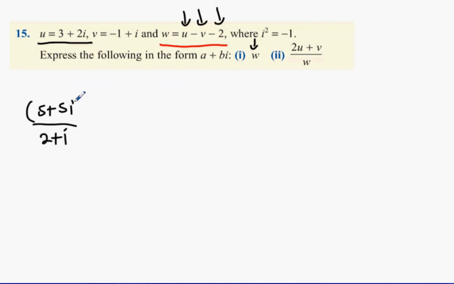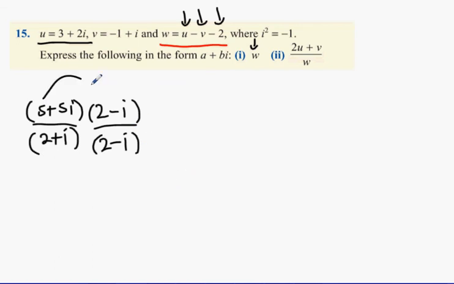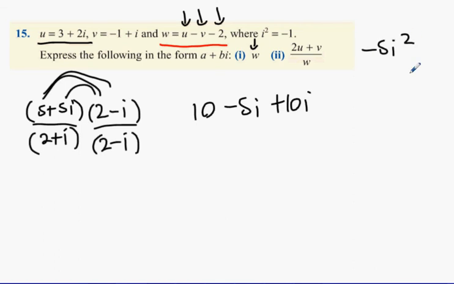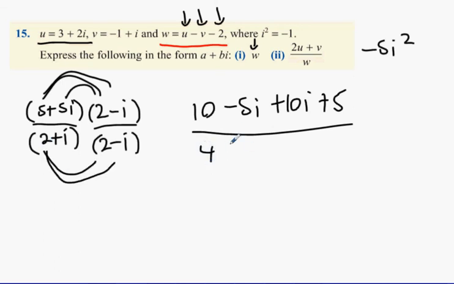Conjugate of the denominator, multiply top and bottom, and then after that multiply it out. 10 minus 5i plus 10i, and then minus 5i squared. What's minus 5i squared? Plus 5. On the bottom, 2 by 2, 2 by i is 2i, i by 2, and then finally i by minus i, which is minus minus 1, which is plus 1.